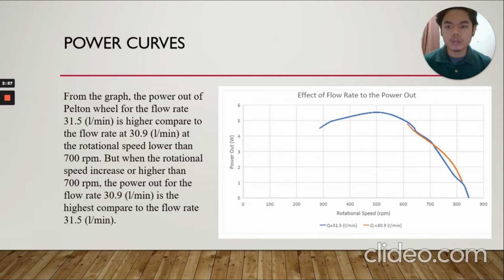So from the graph, we know that the power output of the Pelton wheel for the flow rate of 31.5 liter per minute is higher compared to the flow rate of 30.9 liter per minute at a rotational speed lower than 700 RPM. But when the rotational speed is higher than 700 RPM, the power output for the flow rate of 30.9 liter per minute is the highest compared to the flow rate of 31.5 liter per minute.